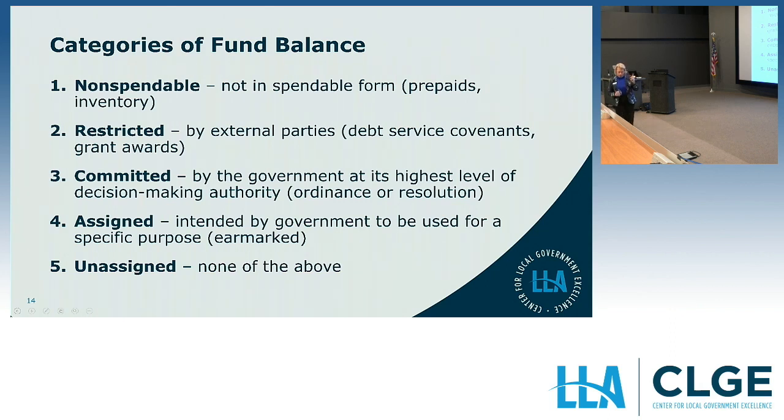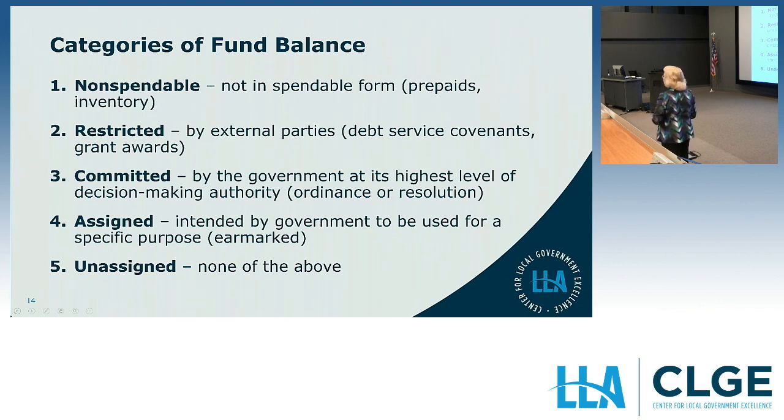Why is this important? This is important because people need to know how to undo it and how quickly it can be undone. Okay, so they need to know who's restricting to what degree and how quickly can it be undone. So these are the strings attached, and then everything else is unassigned in our fund balance.